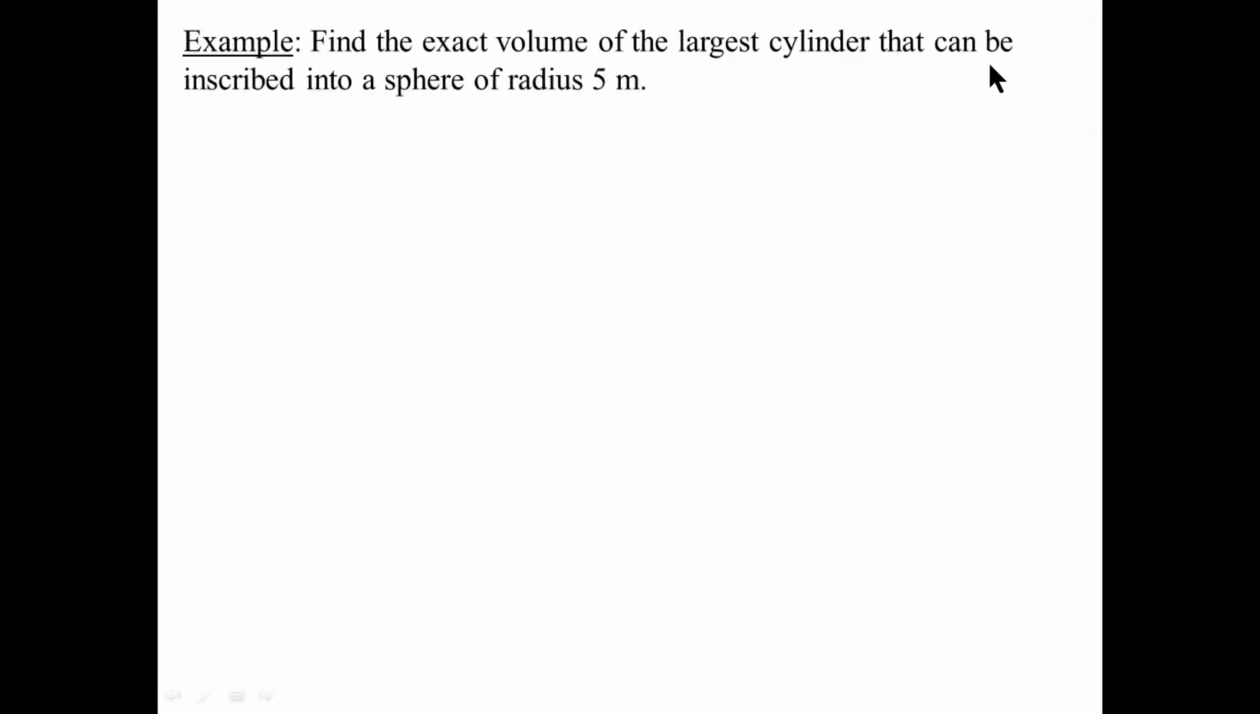Let's get started. Example: find the exact volume of the largest cylinder that can be inscribed into a sphere of radius 5 meters. Inscribed means fit inside so that the corners of the cylinder are touching the sphere.